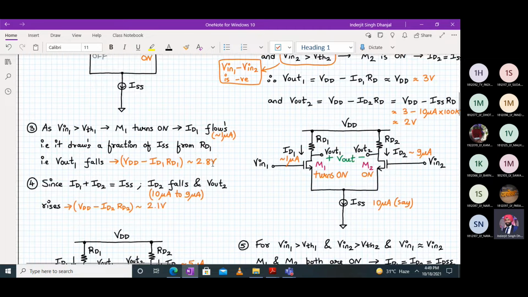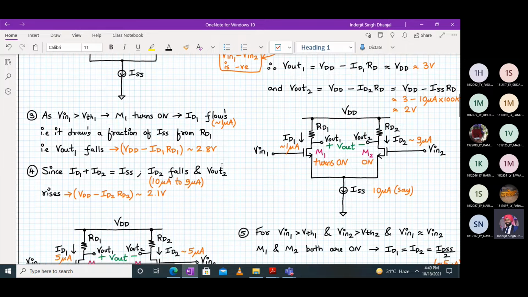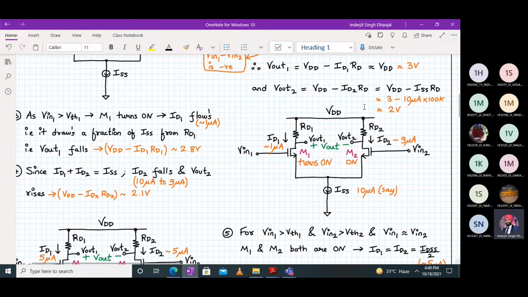The meaning of what I'm saying over here is that your V out 1 level will fall down from 3 volt to 2.9. What about your V out 2 level? V out 2 level earlier it was 2 volt. Now it will rise. Now it will increase. Why? Because now your ID2 will fall. Remember, ID2 is falling from 10 microamperes to 9 microamperes. So your V out 2 will increase from 2 volt to 2.1 volt.